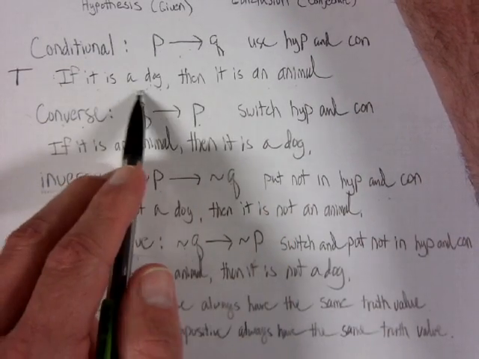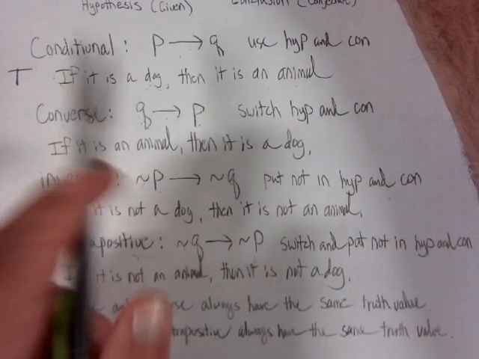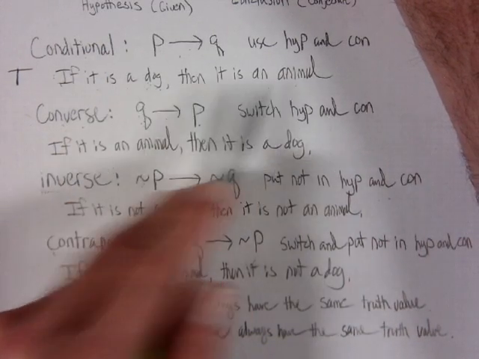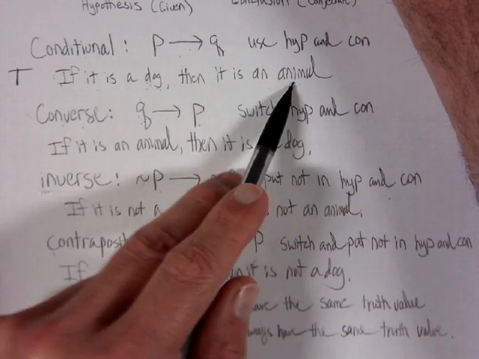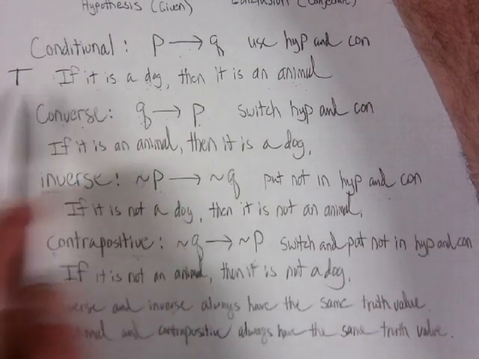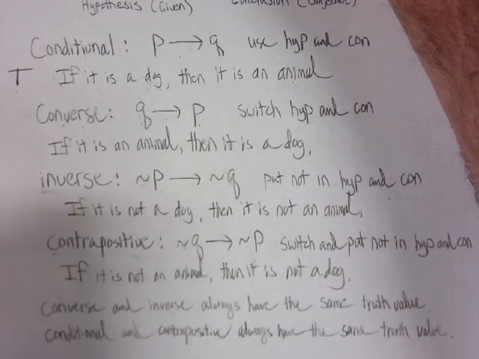If you have a German Shepherd, that's an animal. If you have a pit bull, that's an animal. If you have a Chihuahua, it's an animal. Any dog you have is an animal, always true, no counterexample.